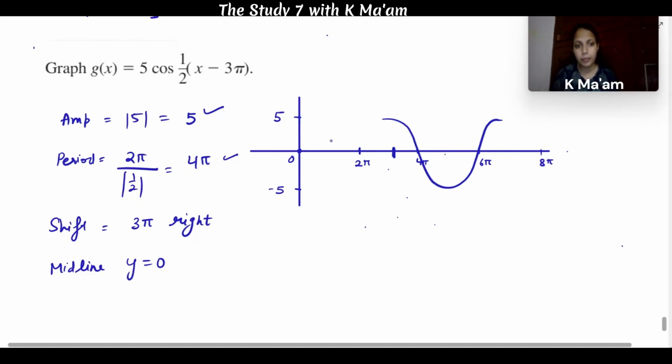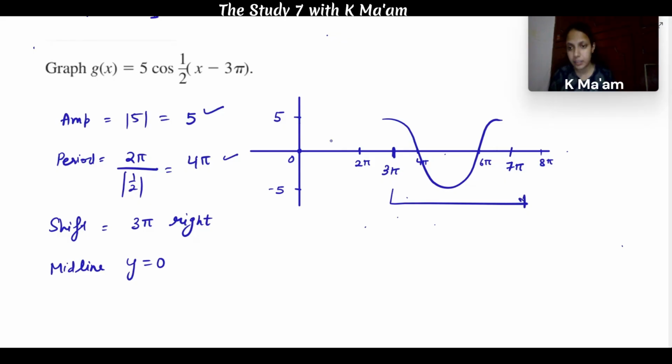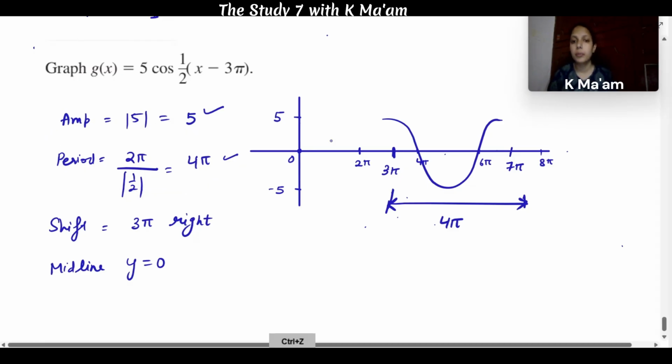Then midline y equals 0. Midline is the same, y equals 0. So it starts at 3 pi. It will end at 7 pi. You can see the distance between 3 pi and 7 pi is 4 pi. And the period was 4 pi. Period remains the same, 4 pi.